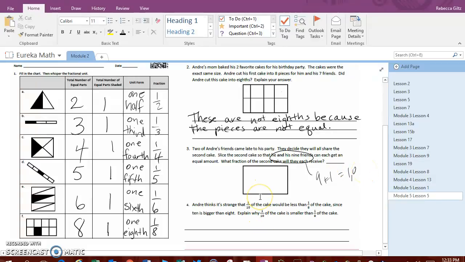So the easiest way to make 10 is to divide this in half. And then you're going to cut 5 pieces this way. So we're going to make 4 lines. Okay, so that'll give you 1, 2, 3, 4, 5 on the top and the bottom. So what fraction will each person receive? That means one person. So our answer here is 1 out of 10, 1/10.